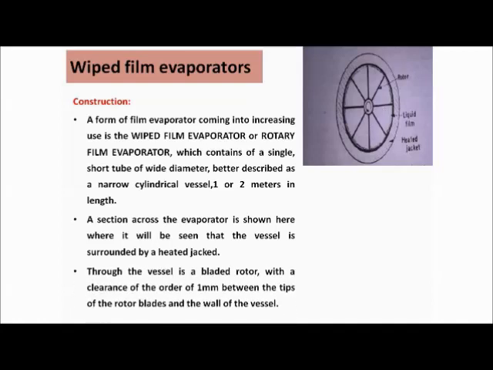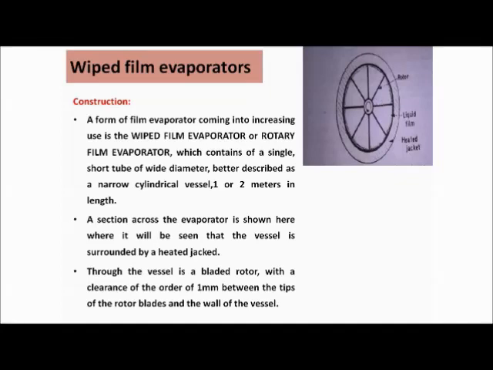Through this vessel, a bladed rotor is connected. What is a bladed rotor? It is nothing but a rotor with blades. So there will be a rotor, and these are the blades. This is a blade. It is connected at the bottom, right?